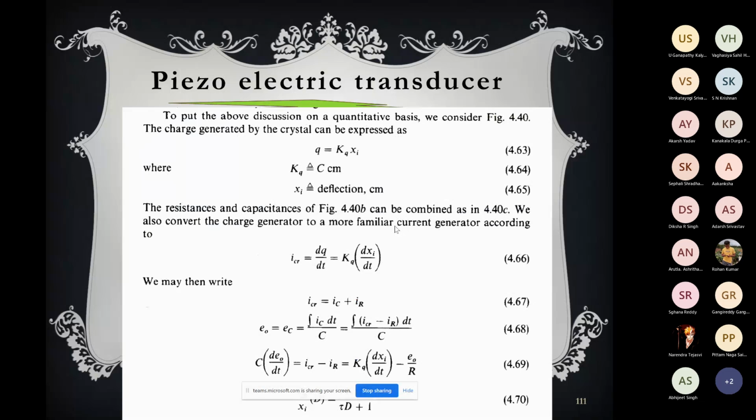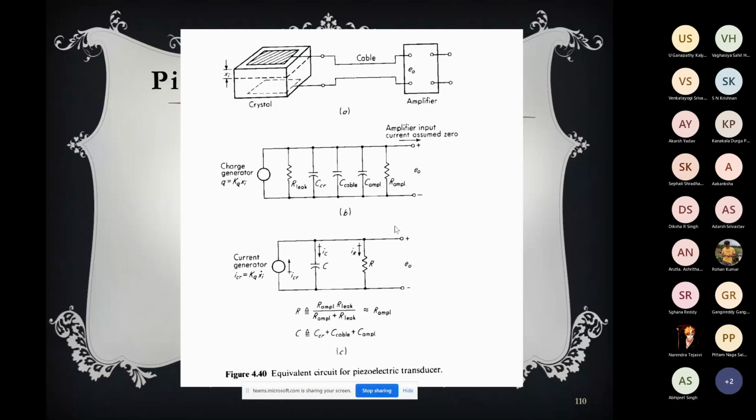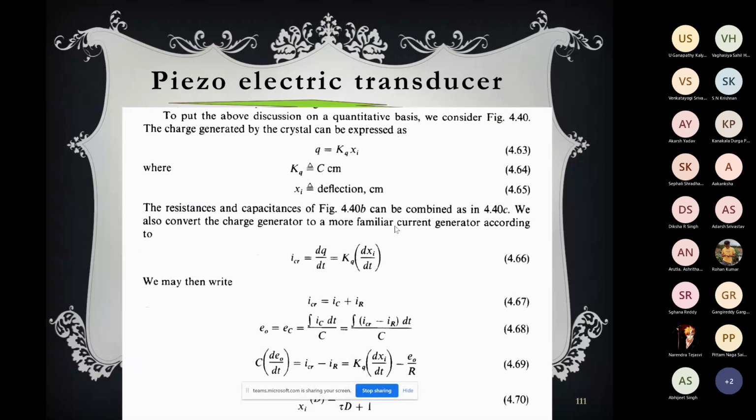Okay, so now if you go for a little bit more analysis, whatever I discussed, that q is kq into xi, and the unit of kq is coulomb per meter. So now if you think about ICR, what is the ICR? ICR is the current generated, that means ICR will be IC plus IR. This is the same thing written in equation 4.67. ICR will be equal to IC plus IR. So E0 will be equal to EC, that will be equal to the integration of IC dt, which will give you the charge divided by C. And then we know IC will be equal to ICR minus IR. So integration of ICR minus IR by C.